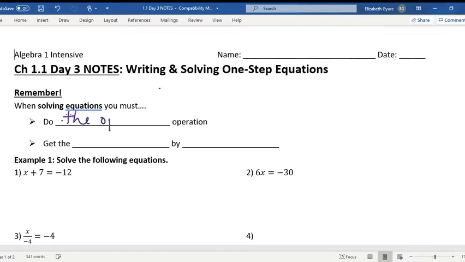Do the opposite operation to get the, what are we trying to get by itself when we solve? What's a fancy word for the letter in our equation? Dallas? The variable. To get the variable by itself. Good.